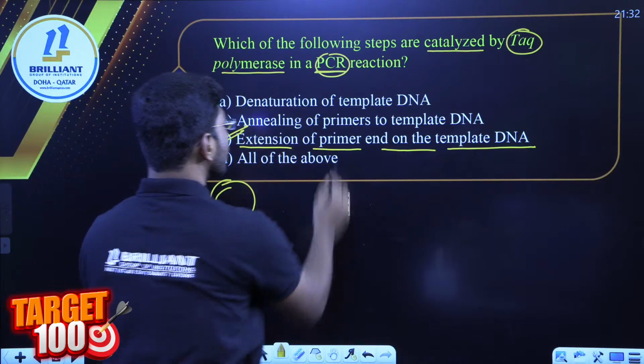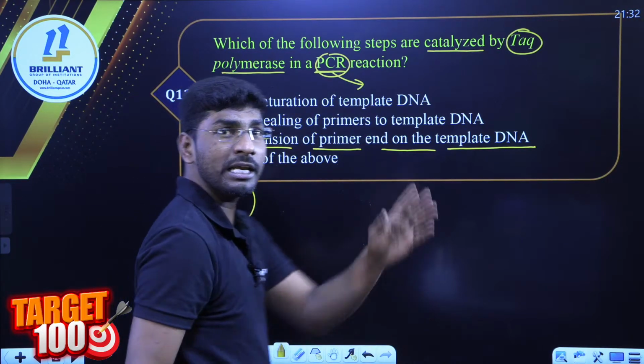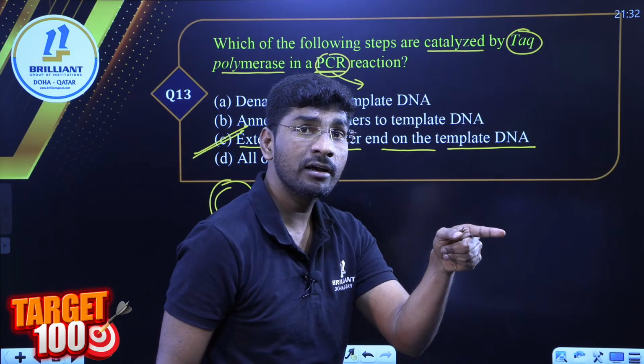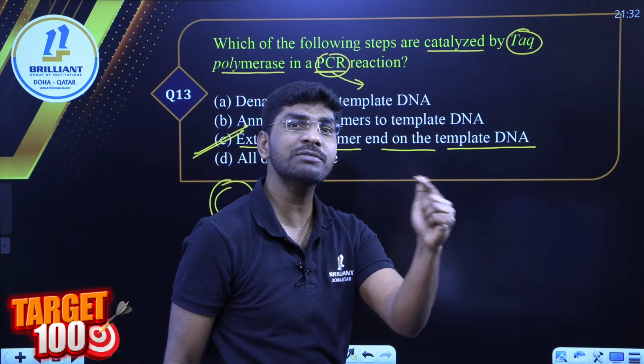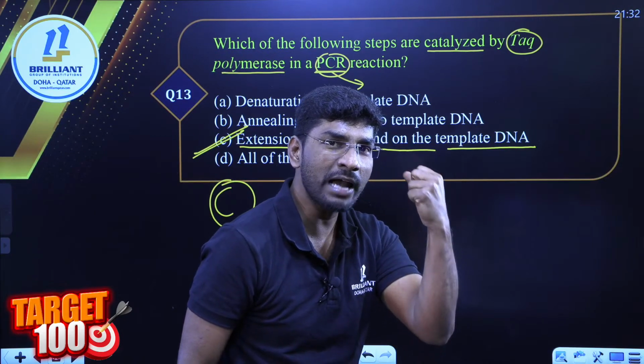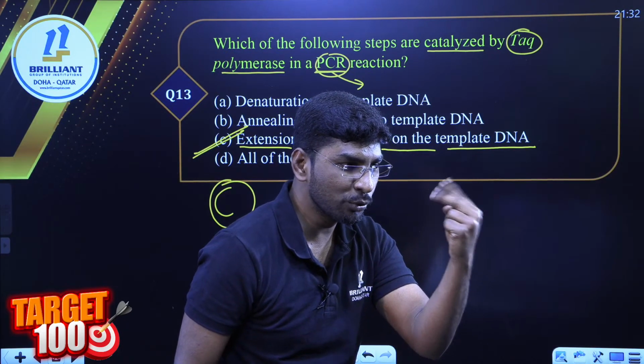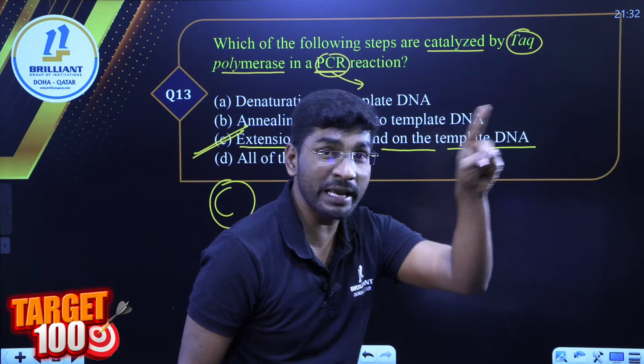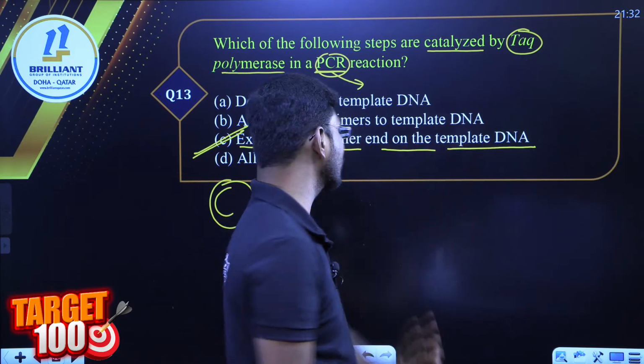I have one more question. In PCR, how many primers we will add? 3, 4, 5, 2. We add 2 primers, right? 2 primers to opposite of what? Parent DNA strand. Remember, primers also they can ask.